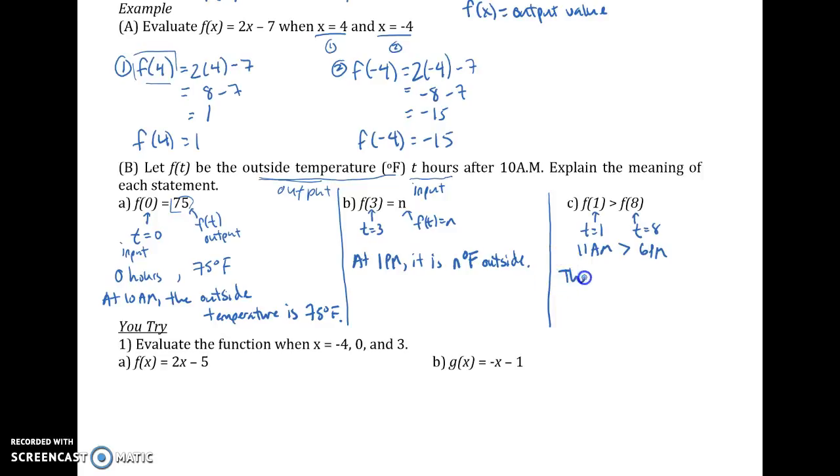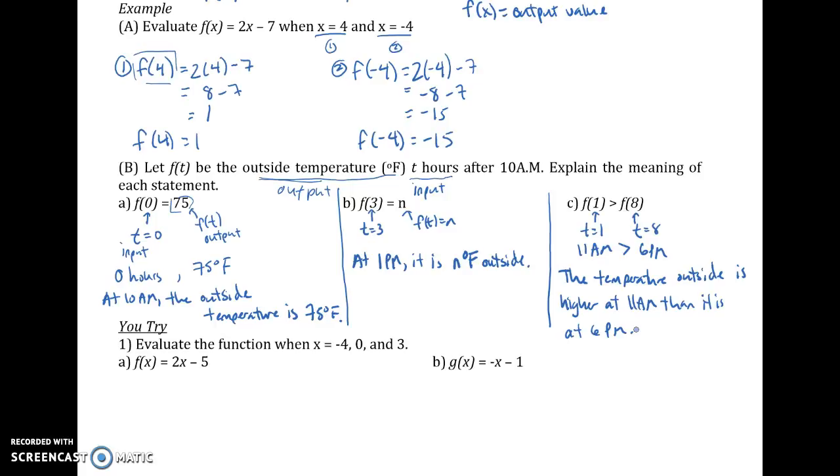The temperature outside is warmer or higher at 11 a.m. than it is at 6 p.m. Right? And that's all it tells me. I don't know that it's 25 degrees Fahrenheit versus 3 degrees Fahrenheit or any of that, but I do know at 11 a.m. it's going to be hotter. It's going to be warmer. It's going to be a greater number.